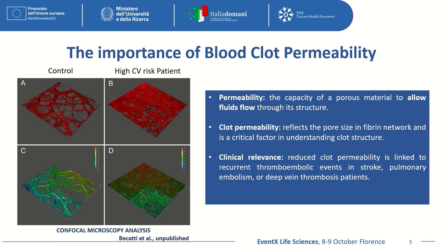As you can see here, this is an in vitro clot from a control and from a high cardiovascular risk patient. What is the difference? The difference is permeability. The clot derived from controls is more permeable and bigger with respect to the clot from high cardiovascular risk patients.